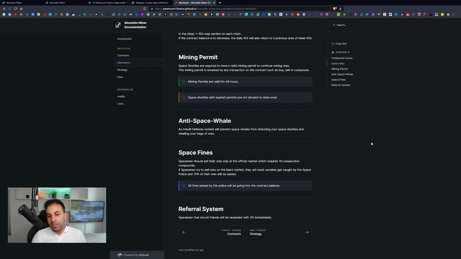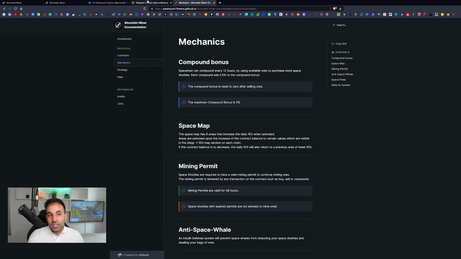Anti-space whale, guys. An inbuilt defense system will prevent space whales from attacking your space shuttles and stealing your bags of ores. The spacemen should sell their ores only at the official market, which requires 10 consecutive compounds. If spacemen try to sell ores on the black market, they will most certainly get caught by the space police and 70% of their ores will be seized. That is an analogy of what we just explained, right, about the 70% tax. Very, very simple.